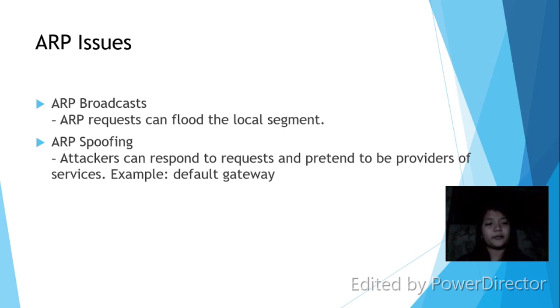ARP spoofing. Attackers can respond to requests and pretend to be providers of services. An example of this is the default gateway.